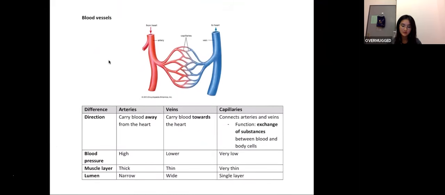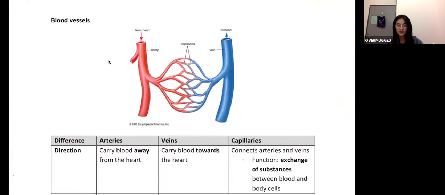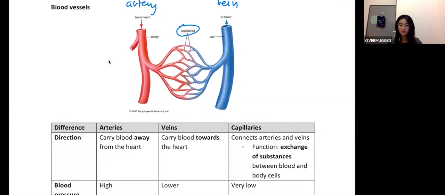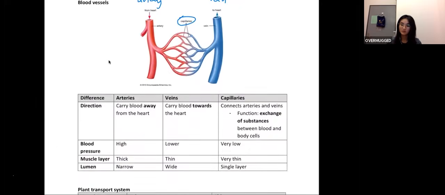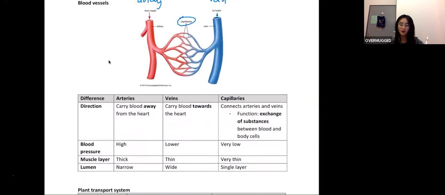Now for blood vessels, you need to know there are three types of vessels: capillaries, veins, and arteries. The big ones will be artery and vein. In between those two, you have capillaries. You can see how thin and small capillaries are. What do you need to know? You need to know the features of each type of blood vessel. For example, all arteries carry blood away from the heart, but veins carry blood towards the heart. Capillaries connect arteries and veins, and the key function of capillaries is exchange of substances.